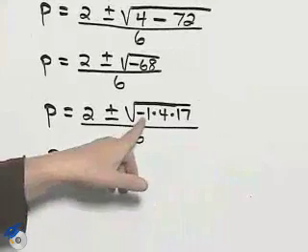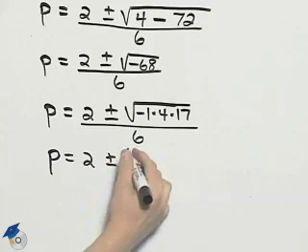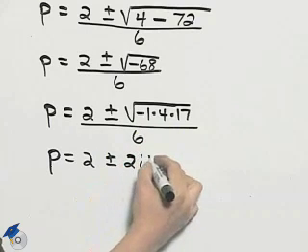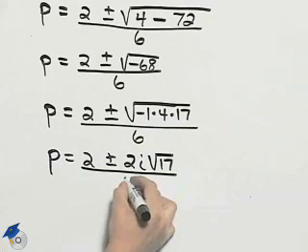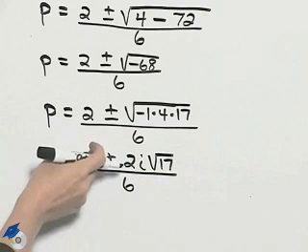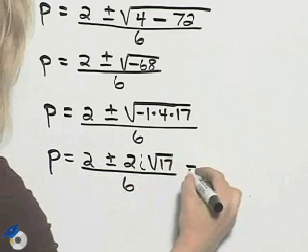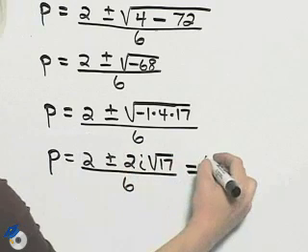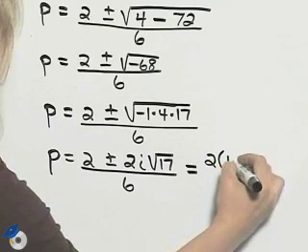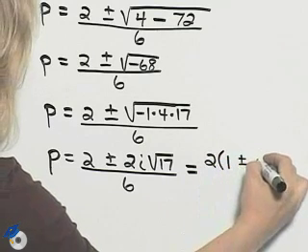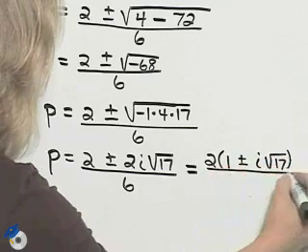Next, we can pull out the -1, which is an i, and we can pull out the square root of 4, which is a 2. So I'll write 2i times the square root of 17. I can put this over 6. We notice that each of these has a common factor of 2, so I can factor a 2 from the numerator. I'll have 2 times 1 plus or minus i times the square root of 17, and that will all be over 6.